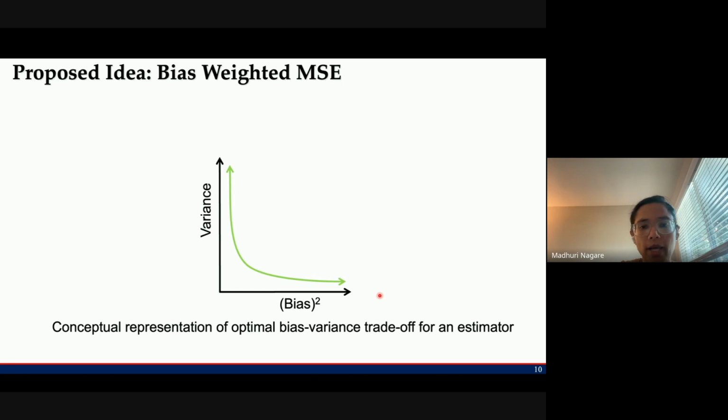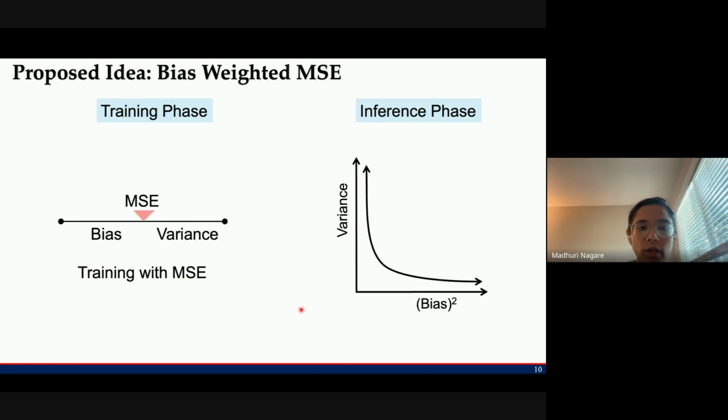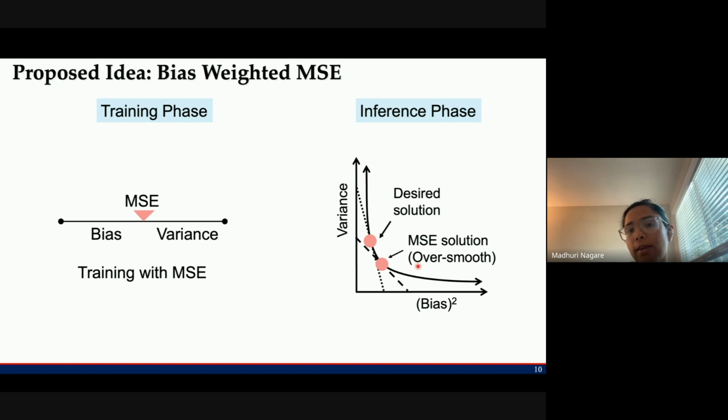So let's see these bias-variance trade-off curves. This is a conceptual representation, which is the core of every machine learning problem. This curve basically says that we cannot reduce bias and variance at the same time. So if we train our network with mean square error, then we are giving equal weight to the bias and variance. Then the solution lies at the intersection of this curve and the equal intercept line. This solution is over-smooth. That means it has higher bias than we desire. So our solution should have less bias and we can tolerate a little bit higher variance.